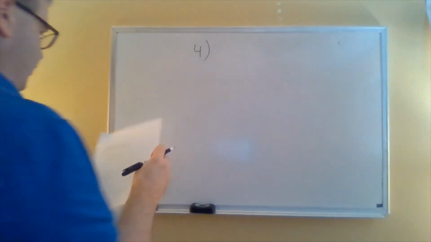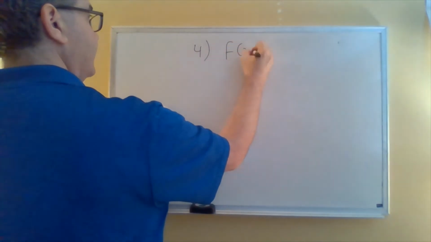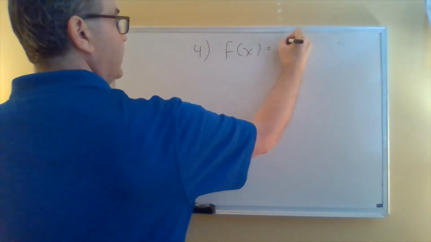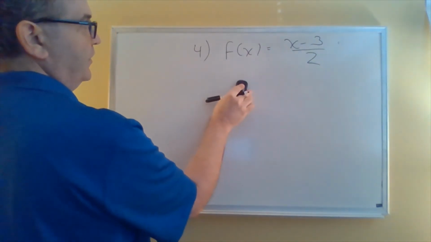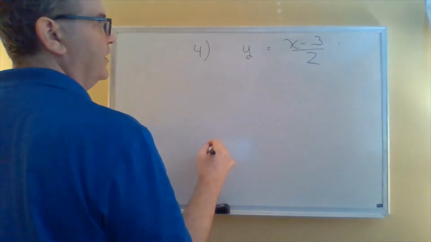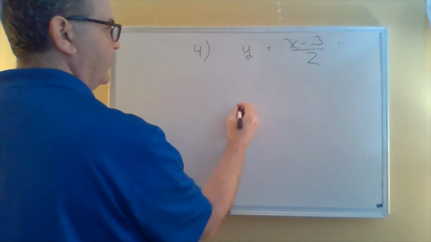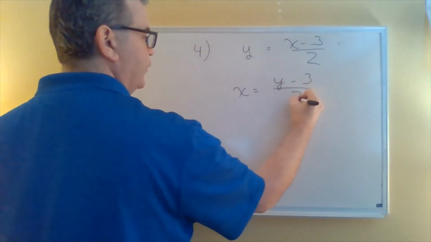Okay, for number 4, we have f of x equals (x minus 3) over 2. Changing this f of x to y, rewrite it, changing all my y's to x's, all my x's to y's. I get x equals (y minus 3) over 2.